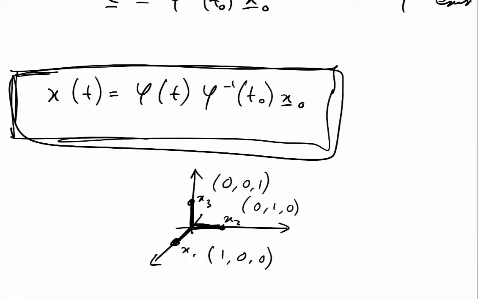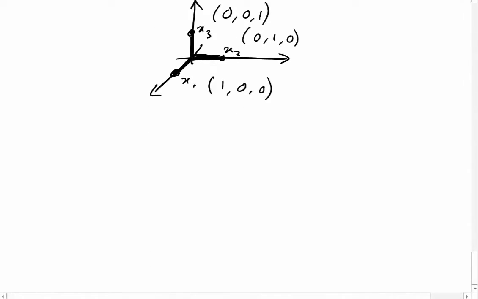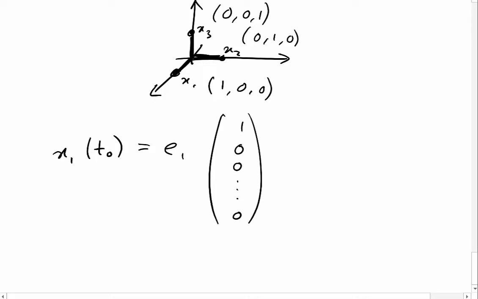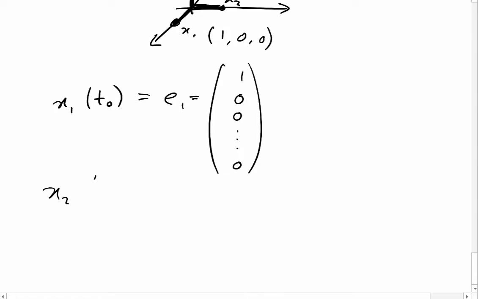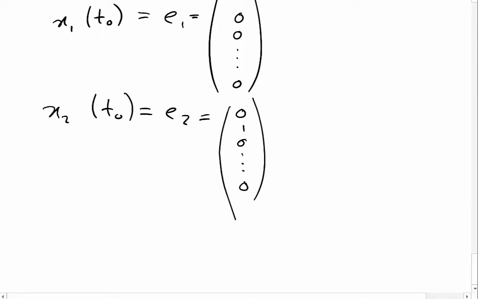So for some value of t naught, we will get x1 evaluated at t naught. Our first fundamental solution evaluated at a particular value will be given by the first basis vector, which of course is the first element being 1 and all the other elements being 0. Likewise for x2 at some particular value, we'll get the second basis vector, so the second element being 1. Likewise for x3, we'll get the third element being 1, right the way through to xn at the particular value, which is given by en, which of course is just the last element being 1.